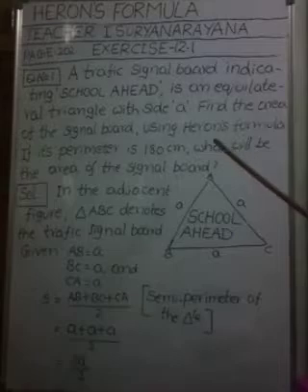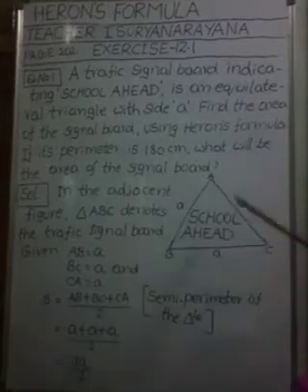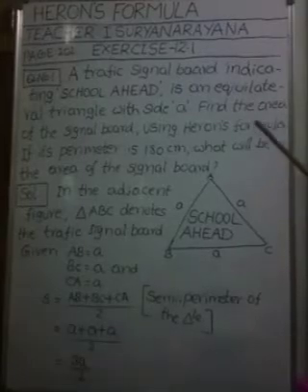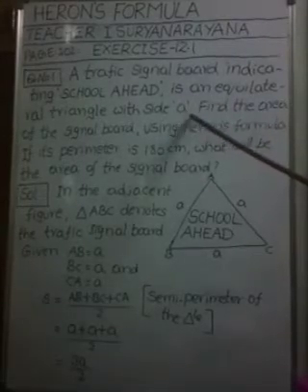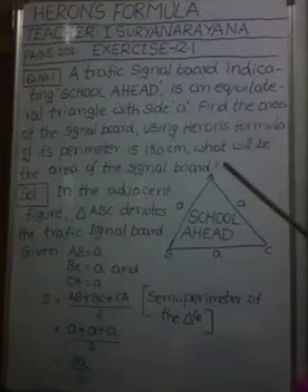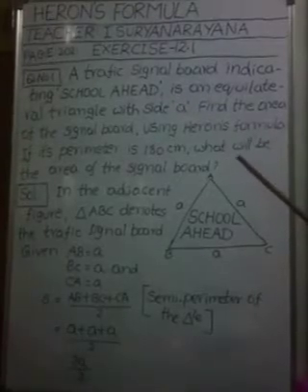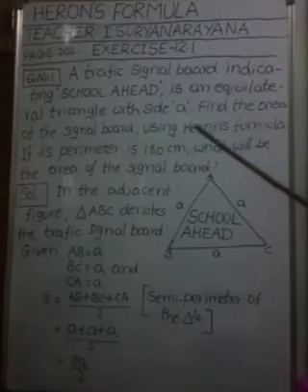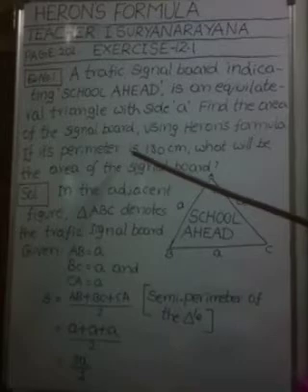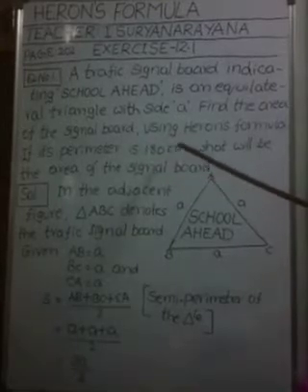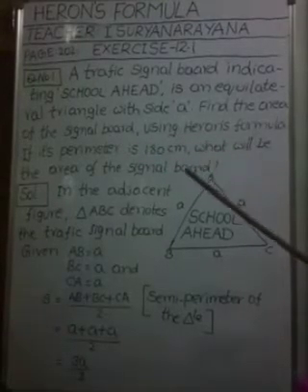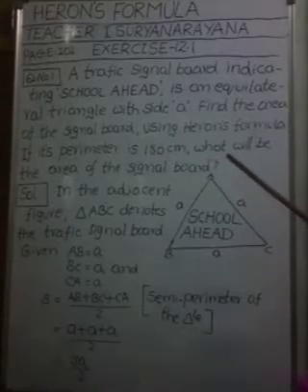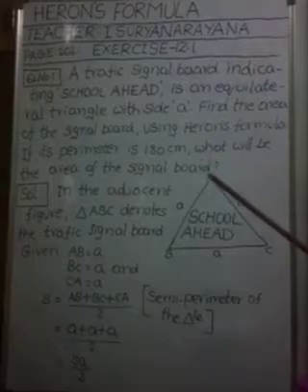A school board is there. It is in the shape of an equilateral triangle, and the length of its side is a units. We have to find the area of the triangle using Heron's formula. This is the first part of the question, and the second part is, if its perimeter is 180 centimeters, then what will be the area of the signal board? Understood this question, my children? There are two parts. Let us solve this question step by step.